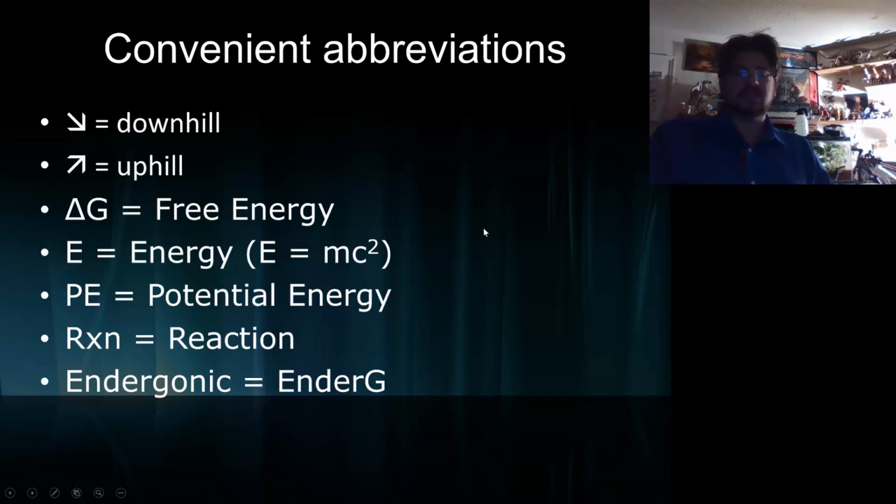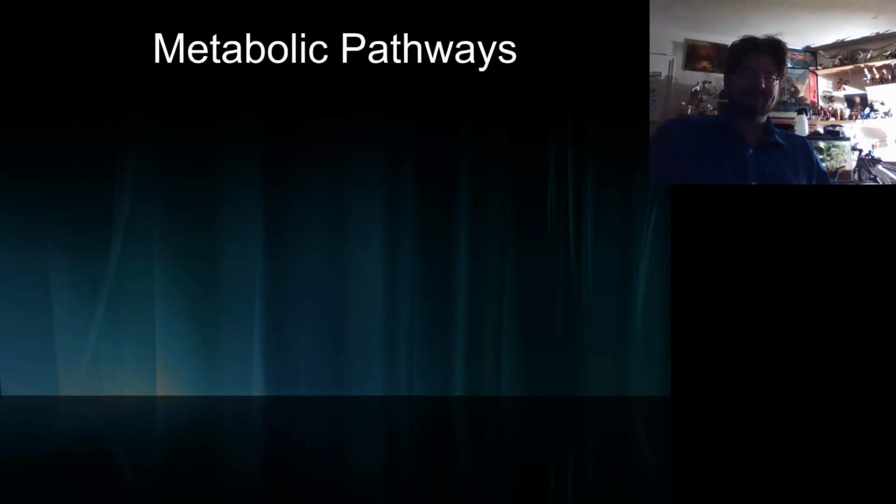Endergonic, which is a reaction that requires work, is Ender-G. Exergonic, which is a reaction that produces work, is Exer-G. So keep up, basically just a way for you guys to know what I'm talking about in all the shorthand.